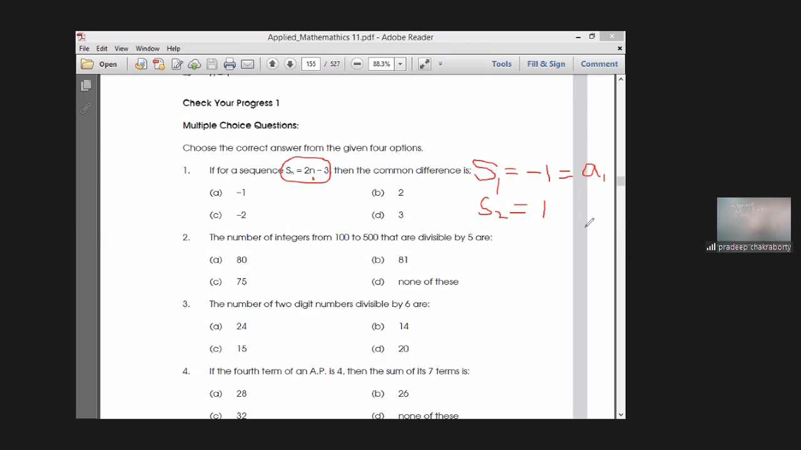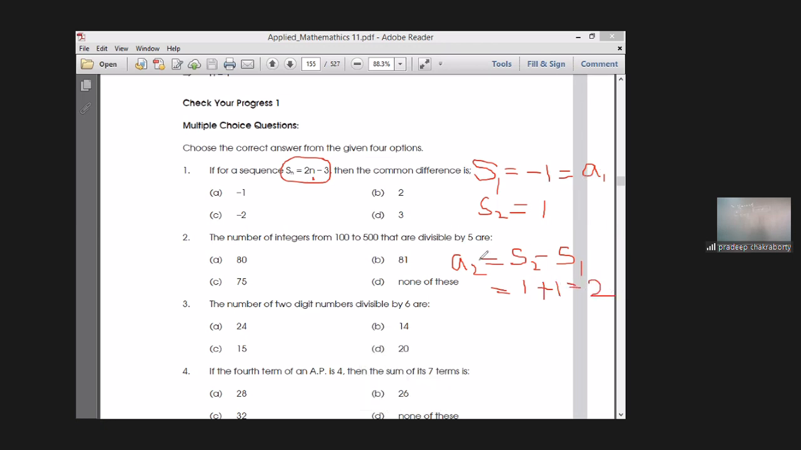not our A2. So how to get A2? We can find A2 when we subtract S2 minus S1. S2 minus S1 will give you A2. S2 is 1 here, minus S1, and S1 is minus 1, so it will become plus 1, so that will become 2.